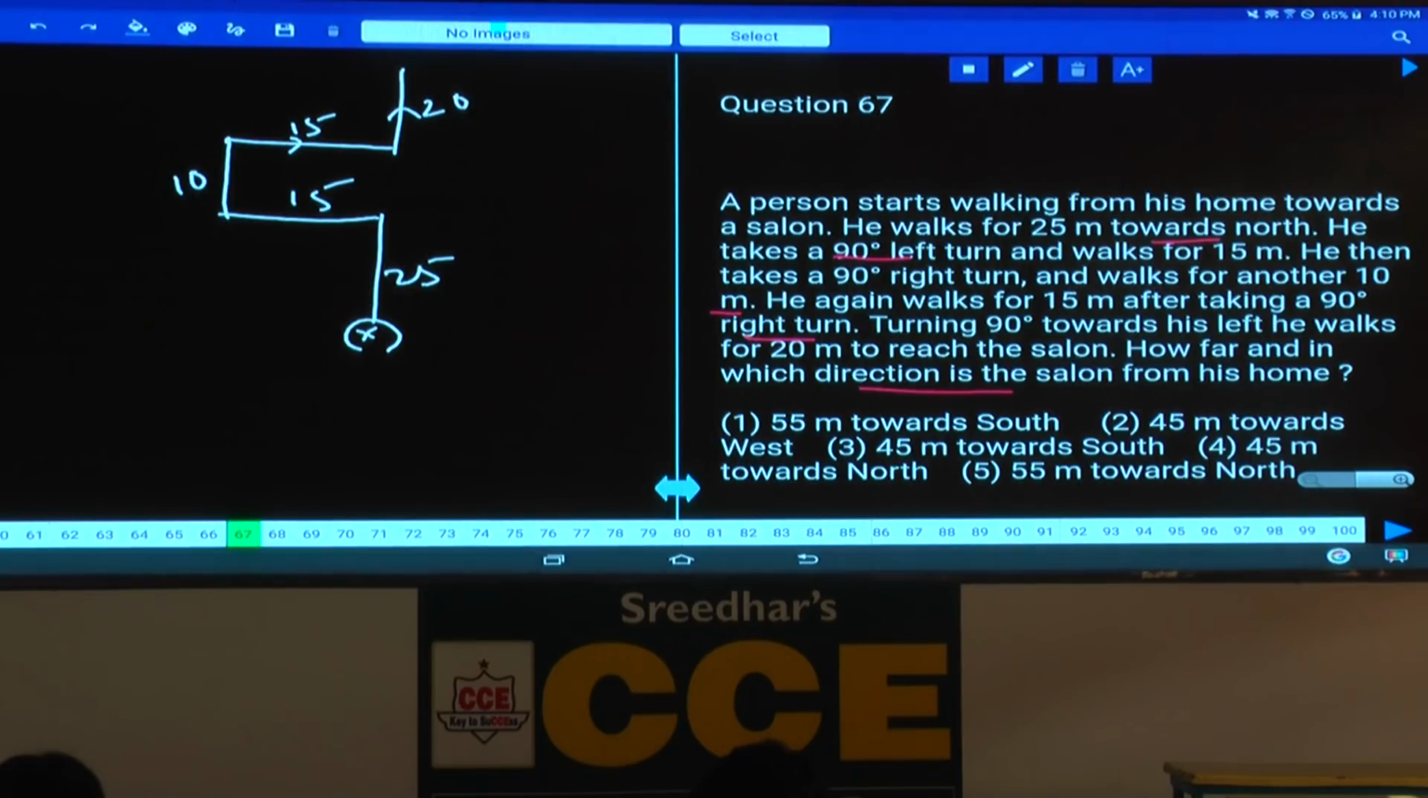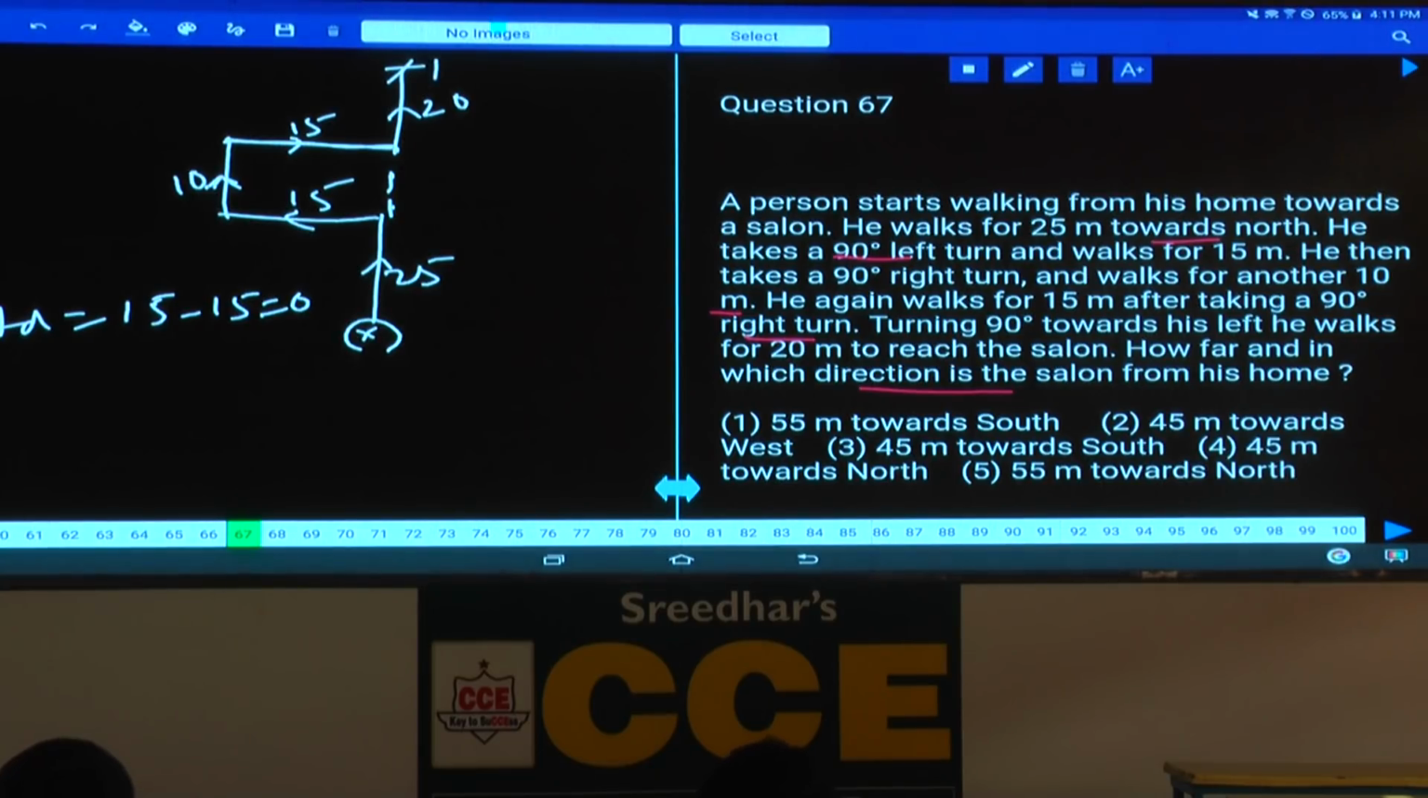Now if you check here, there are two horizontal distances. This is 15 towards east and this 15 is towards west. Hence 15 minus 15, horizontal distance is 0. Now coming to the vertical distance, how many vertical distances are there? There are 3 vertical distances. This is 25 towards north, this 10 towards north, this 20 is also towards north.